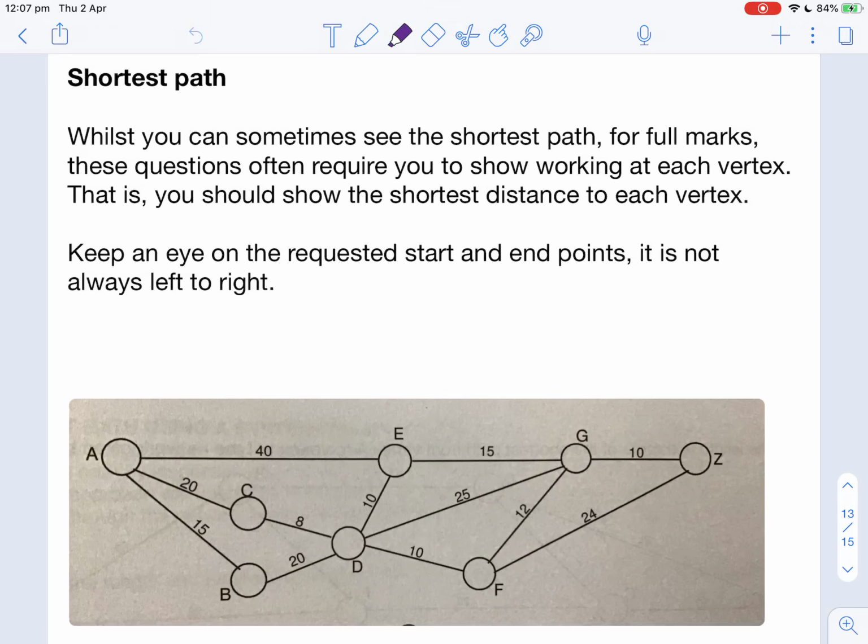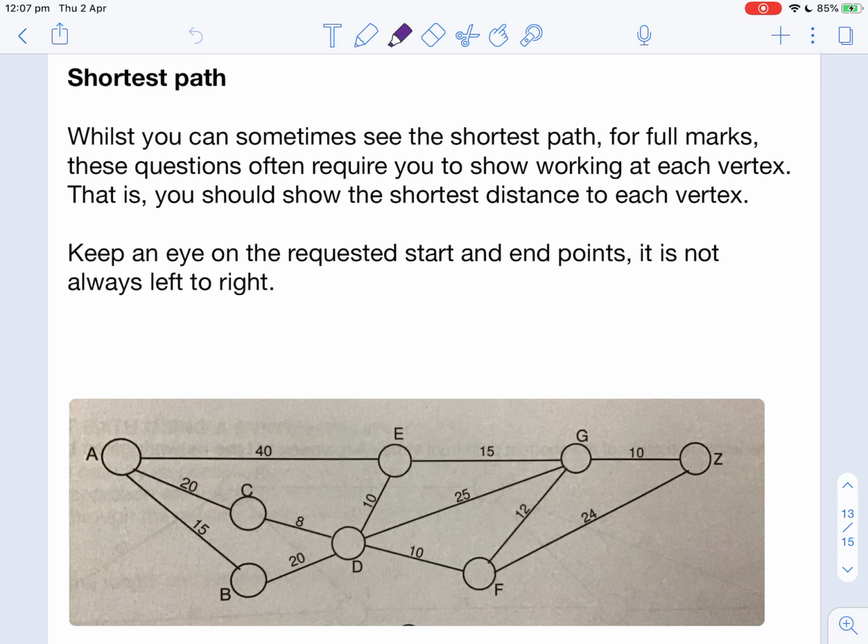Shortest path. In the shortest path questions, you're going to be given a network and asked to find the shortest distance from one node or vertex to another. Generally, we're going to go from left to right, but keep an eye on that. Sometimes, just to confuse you, they'll purposely ask you to go from Z to A or from F to E or somewhere random. So read your questions very carefully.